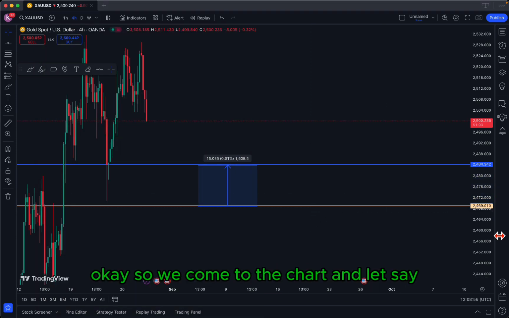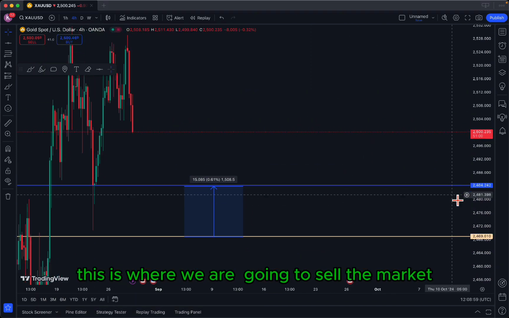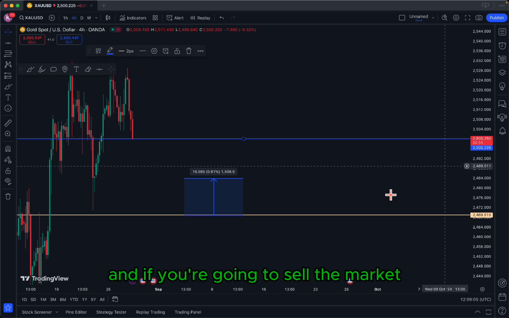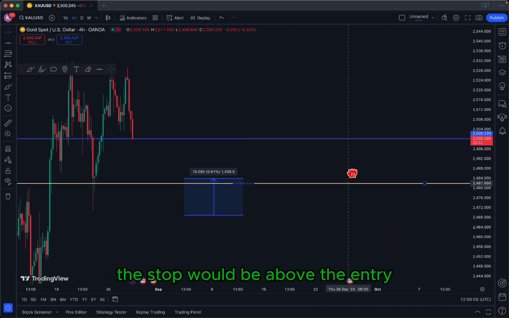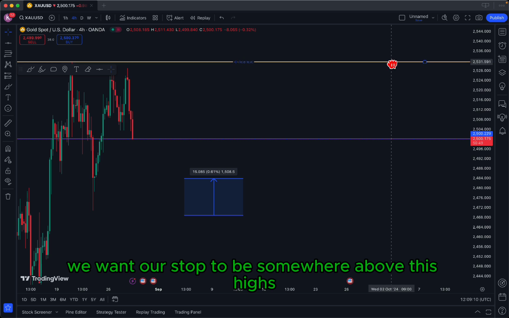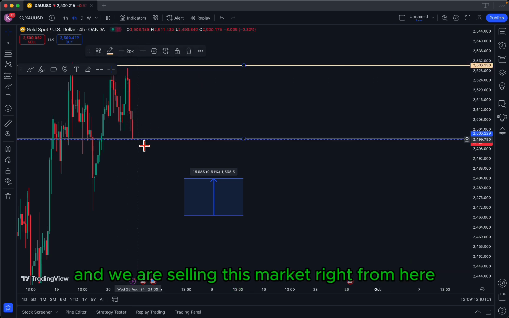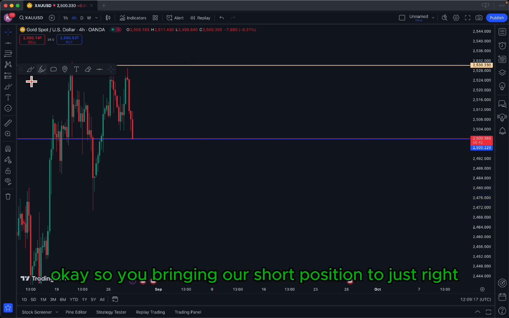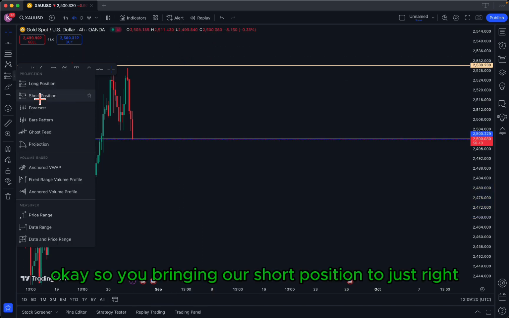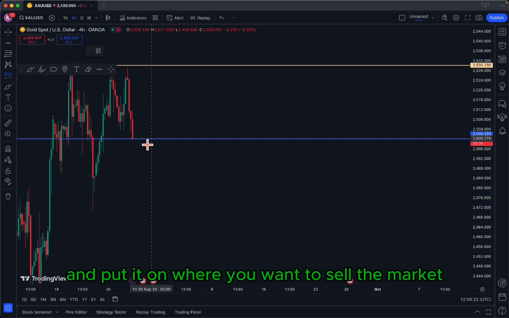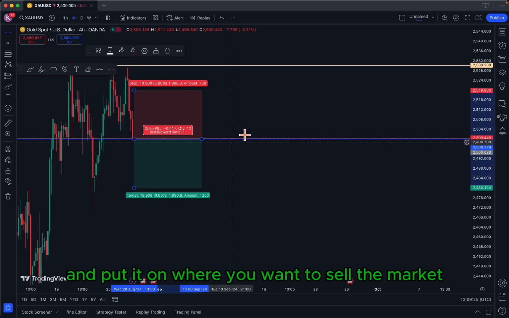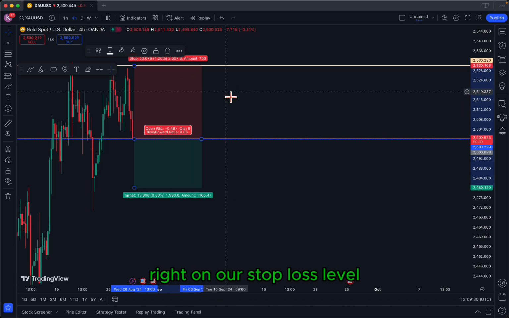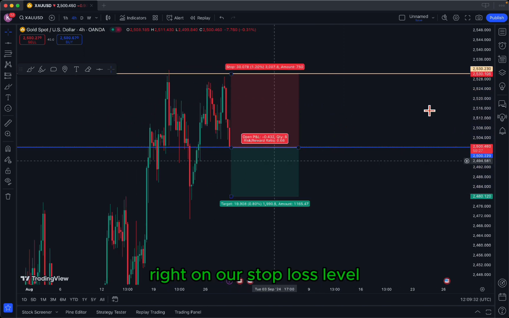Okay, so we come to the chart, and let's say this is where we want to sell the market. So this is going to be our entry. And if you are going to sell the market, the stop loss will be above the entry. So we want our stop loss to be somewhere above this highs, and we are selling this market right from here. Okay, so we bring in our short position to just right here and put it on where you want to sell the market. Then this is our stop loss level.